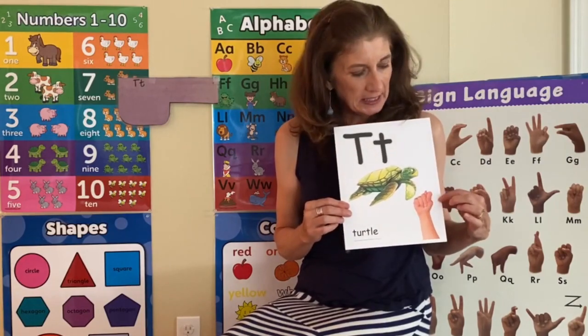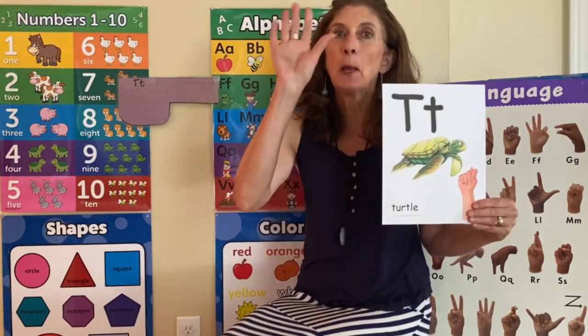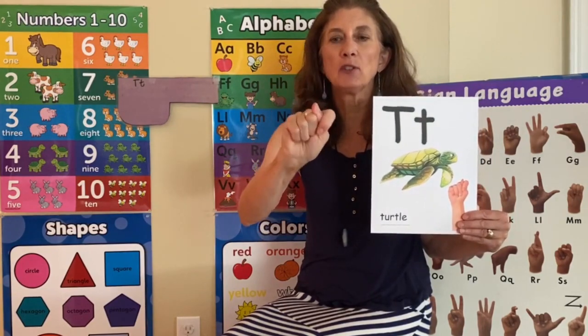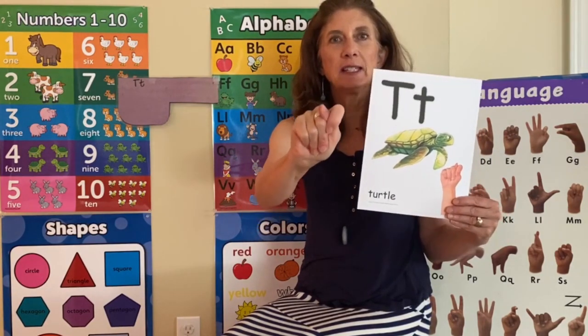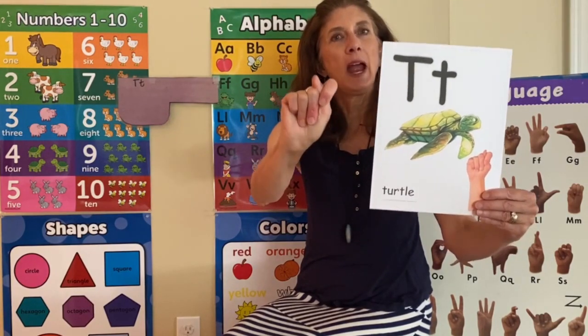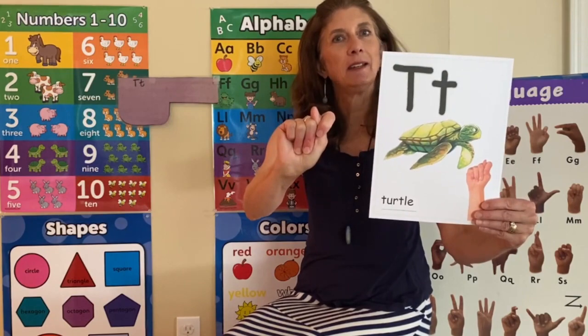Turtle starts with T. And the sign language for T, make a fist again and just put your thumb in between your pointer finger and the rest of your fingers. It's like peeking out through there. You just put your pointer finger over your thumb, and that's the letter T.